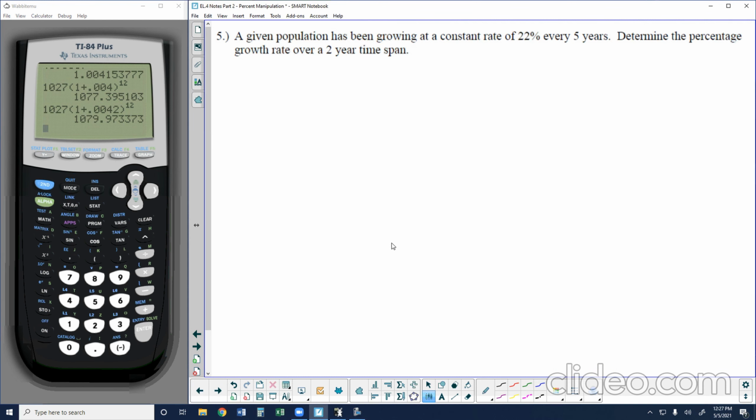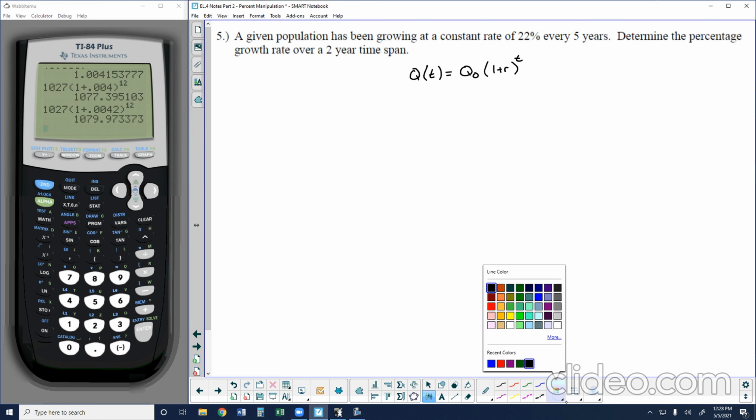So in problem number 5, it says a given population has been growing at a constant rate of 22% every 5 years. Determine the percentage growth rate over a 2-year time span. So what we know, let's let 5 years, the 5-year growth rate, again in that equation, let me jot this equation down here. Q of t is equal to Q sub 0 of 1 plus R to the t power. If we're focused on growth rate, it's just this portion.